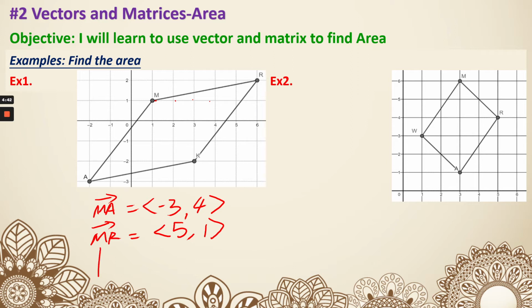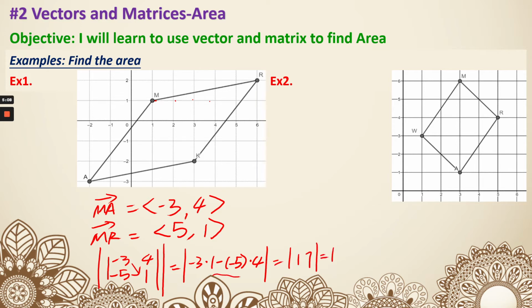Now, I don't even need to write the matrix because the determinant is going to show me the matrix. -3, 4, -5, 1. The inside is going to be the determinant, -3 times 1 minus -5 times 4. And the outside, well, we already have the outside absolute value. So -3, then it's going to be plus 20, which is a 17 inside, which means the area is just 17.